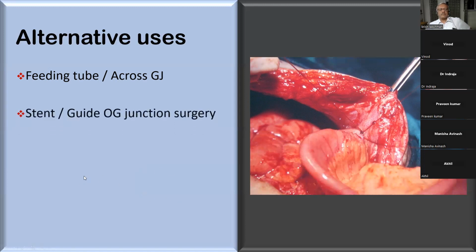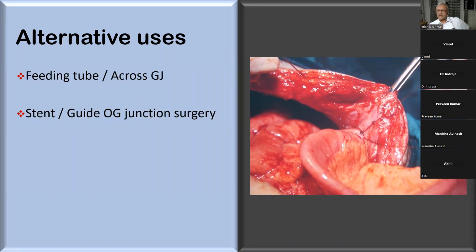It can be a stent or a guide during OG junction surgery. It was not mentioned by Akhil, but this is one of the very important ones. You can put a big Ryle's tube when you're doing operations in the hiatus at the OG junction, including fundoplication, for example. It'll be a guide to you, and if you inadvertently get into the esophagus, you will know, because you will be seeing the Ryle's tube. I hope it never happens to any of us. Hasn't happened to me so far, God forbid.